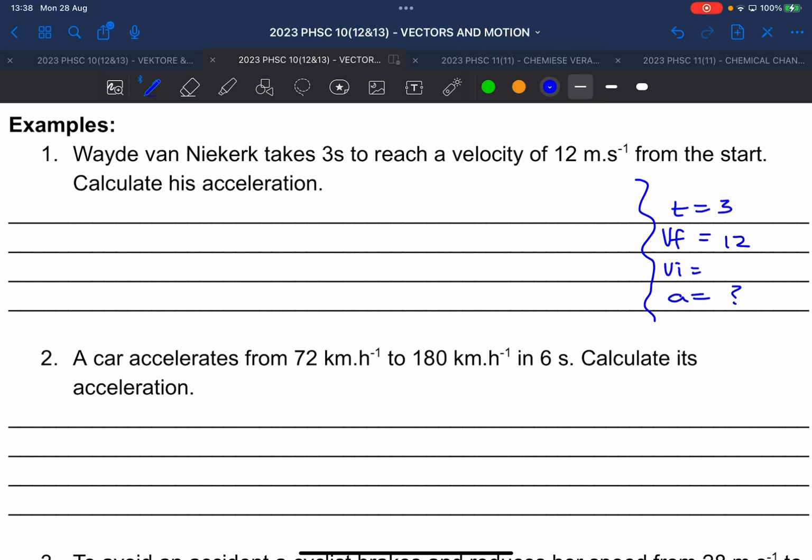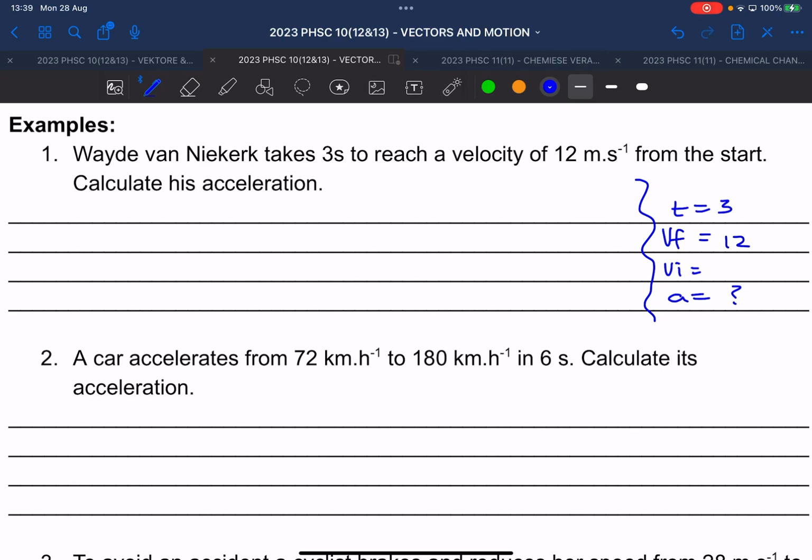And I'm going to give you a clue. He's running a race, right? On your marks. Get set. Go. What is his initial velocity? Zero. He starts from rest. He's not moving.